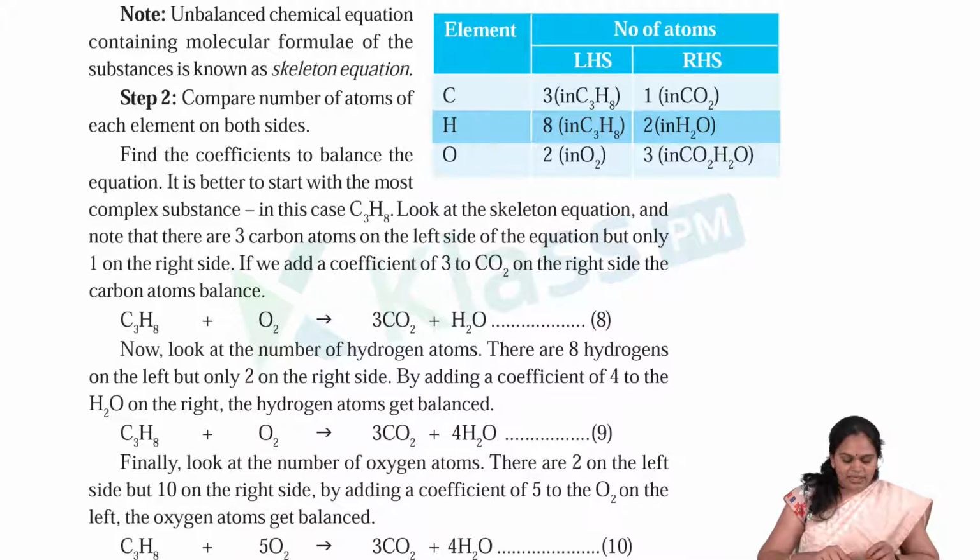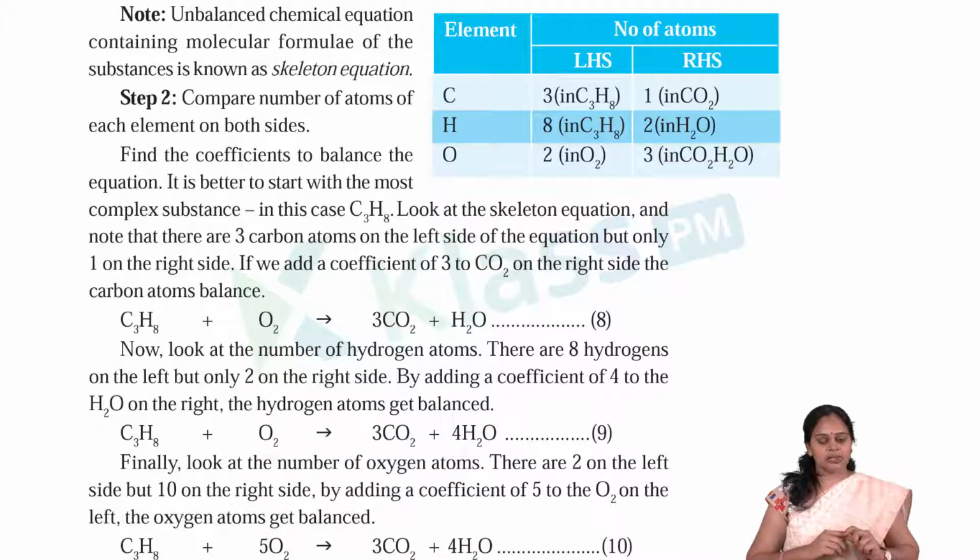Then let us see what is the next one. There are 8 hydrogens on the left, but only 2 on the right side. If you see the equation here, only 2 hydrogens are there. So to balance those 8 hydrogens, what do you need to add? A coefficient of 4 needs to be added in front of the H2O. Now what is the equation here? C3H8 plus O2 gives 3CO2 plus 4H2O.